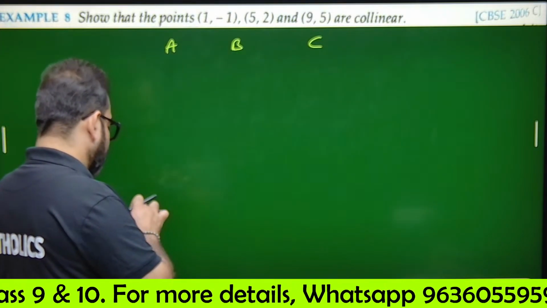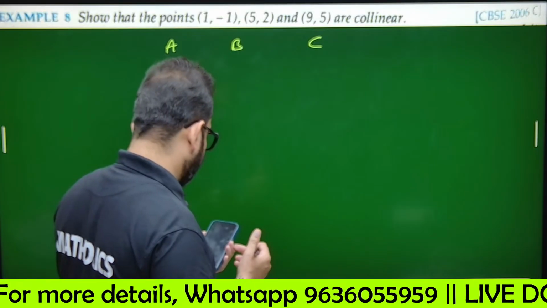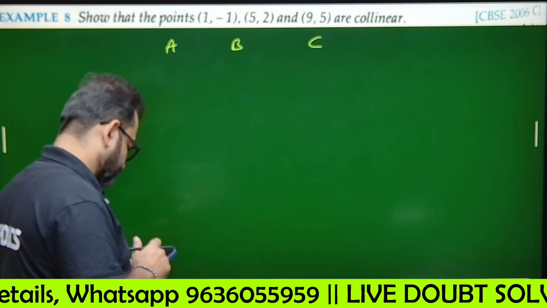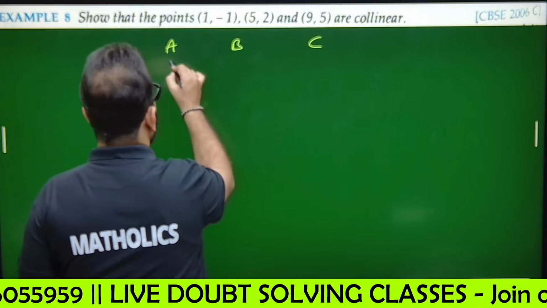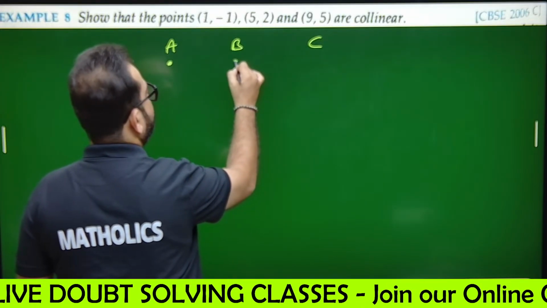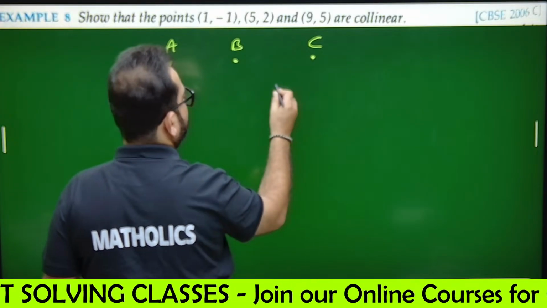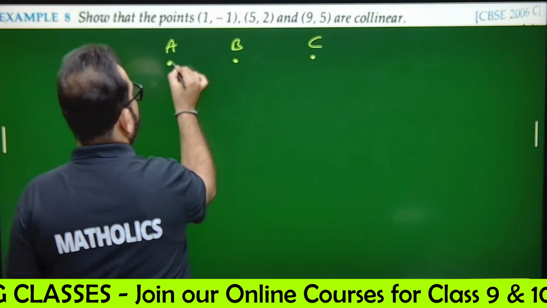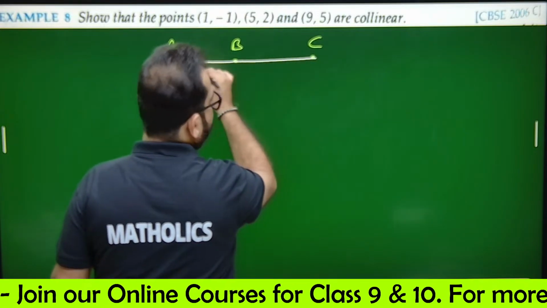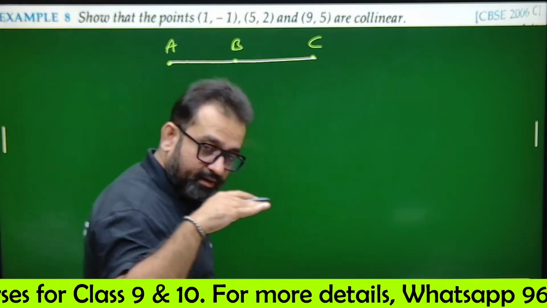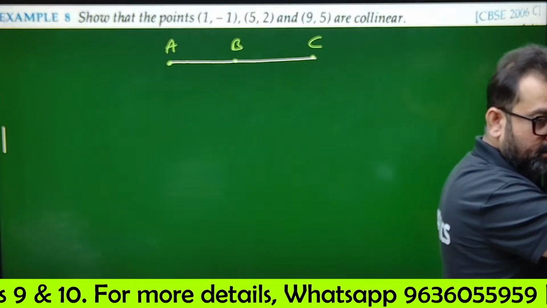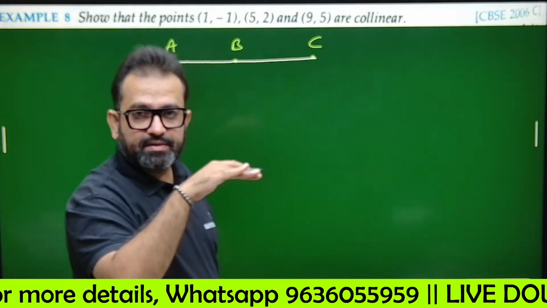So, what is collinearity? Can anyone tell me? Collinear means in a straight line. If these 3 points are collinear, they have to be in a straight line. If we join a line connecting these 3 points and it is a straight line, then these points will be called collinear.